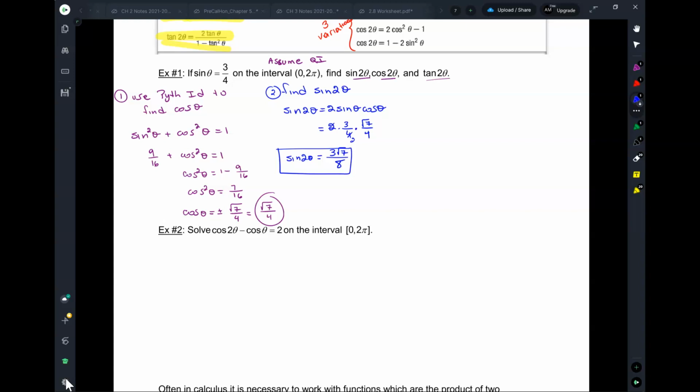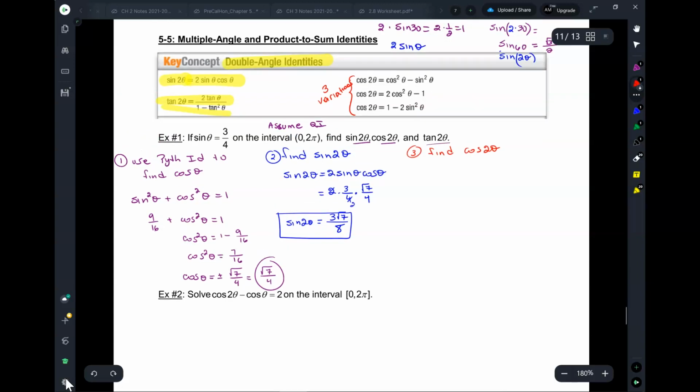And then next, number 3, let's find cosine 2 theta. For cosine 2 theta, you've got a whole choice, right? You can use any one of these. You have both cosine and sine, so you can use this one, or this one, or this one. So which one do you want to use? The third one. Okay, let's do the third one.